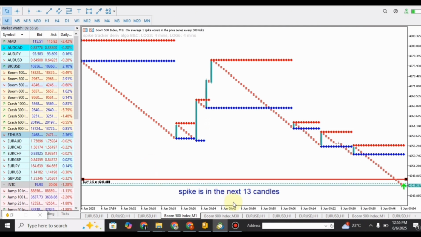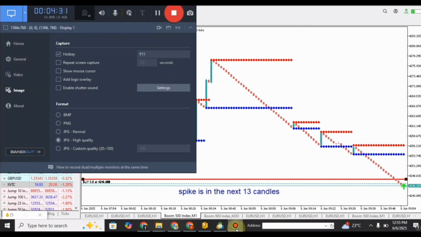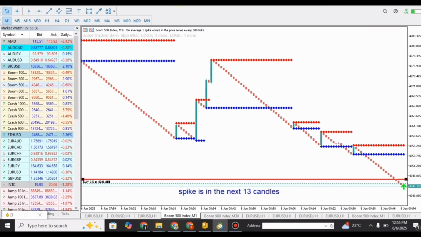But for now, the stop loss is 13, meaning the spike can happen anytime from now for the next 13 candlesticks in the 1 minute time frame. Remember, the first entry is when it gives 13 candles. As the candlesticks continue counting, it reduces the stop loss. And just like that, within 4 candles, it has spiked. That is Boom 500. So it does not mean that if it is 13 candles, it will take 13 candles.